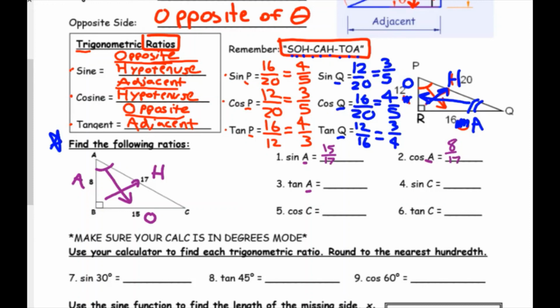Sorry, the mic was off. For sine, we did O over H, which was 15 over 17. Cosine was A over H, 8 over 17. Tangent is O over A, which is 15 over 8. All right.